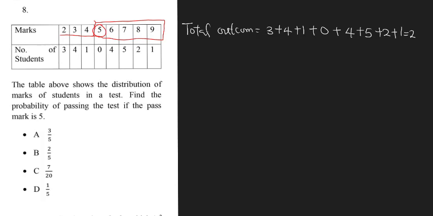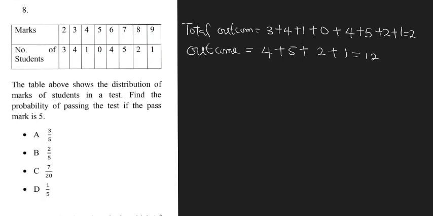So what is their outcome? So the outcome now will be 4, this one here, only for the marks 5 and above. So it's going to be 4 plus 5 plus 2 plus 1. So 4 plus 5 is 9, and 9 plus 2 is 11, and 11 plus 1 is 12.